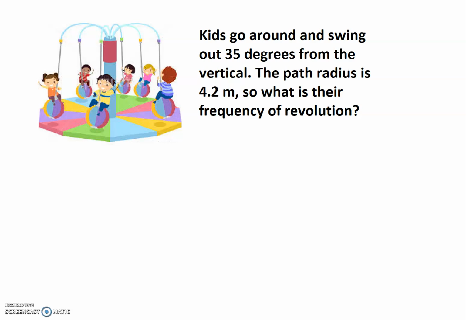Here we have some children going around a playground or carnival ride where they're sitting on balls and going around. They're going to swing out a little bit, using some circular motion to figure out their frequency of revolution. So we've got the kids going around and swinging at 35 degrees from the vertical, the path radius is 4.2.